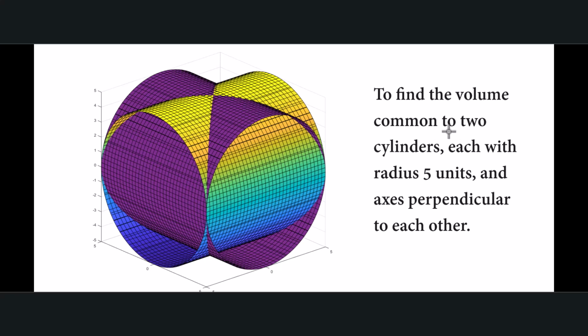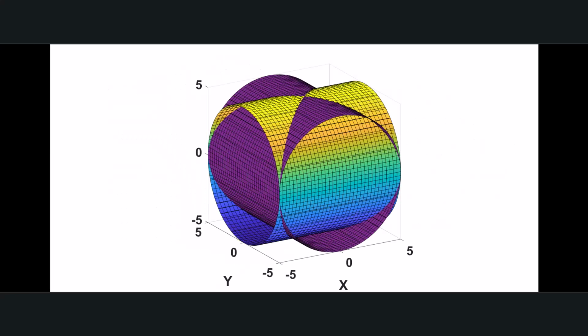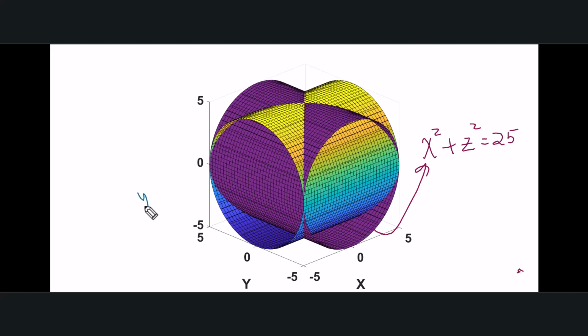We are going to find the volume that is common to these two cylinders. Each of them has a radius of 5 units and the axes are perpendicular to each other. So what we can do is take the equation of one of the cylinders as this, of radius 5, that being x squared plus z squared equals 25, and the other one being y squared plus z squared equals 25. So these are the two cylinders we have.